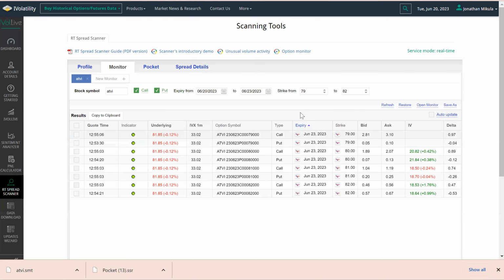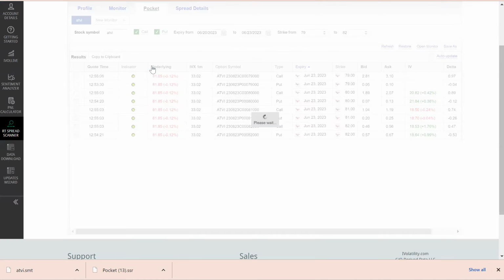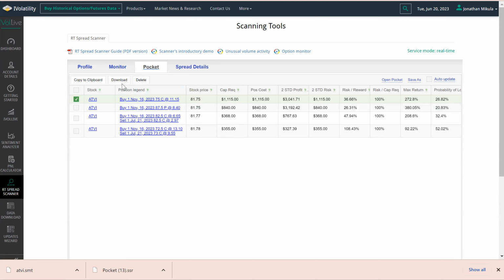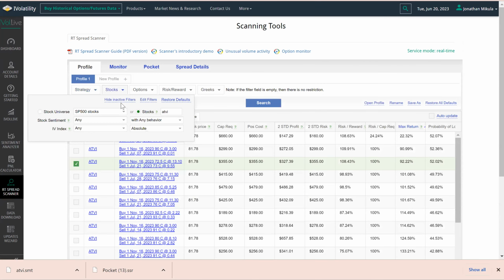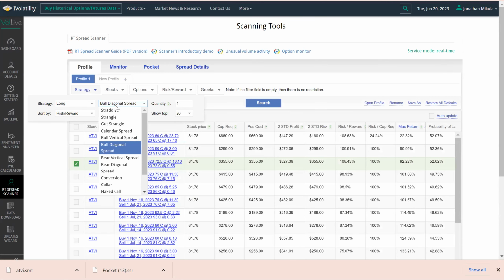So again, these are great ways to create a watch list, because what we've done is we have our watch list here in the monitor. We have our watch list here for interesting trades in our pocket based on the strategies we covered today, right? So we were just on bull diagonal spread.